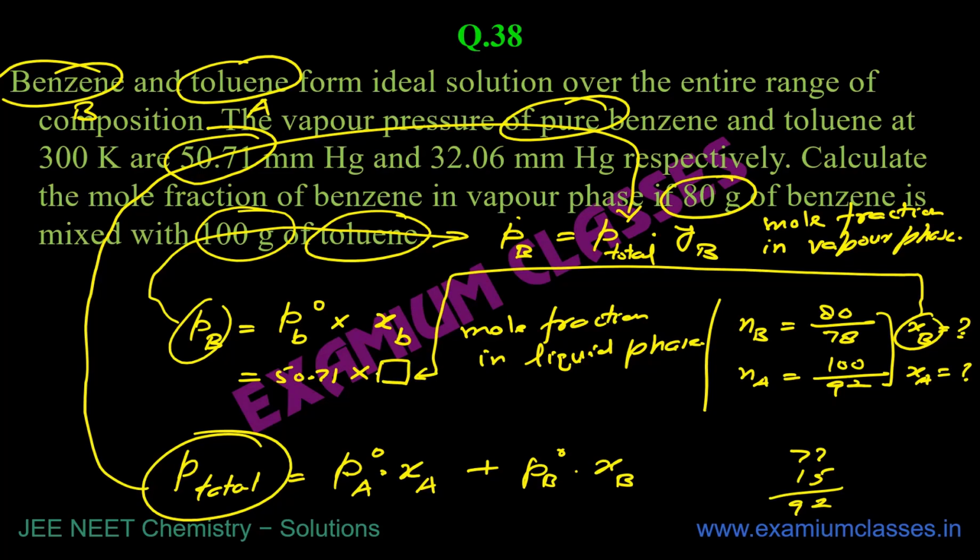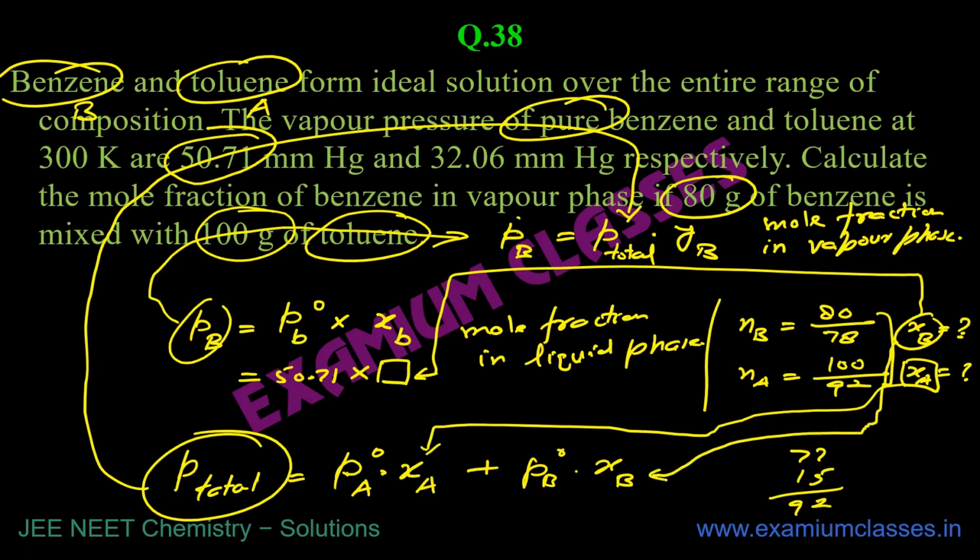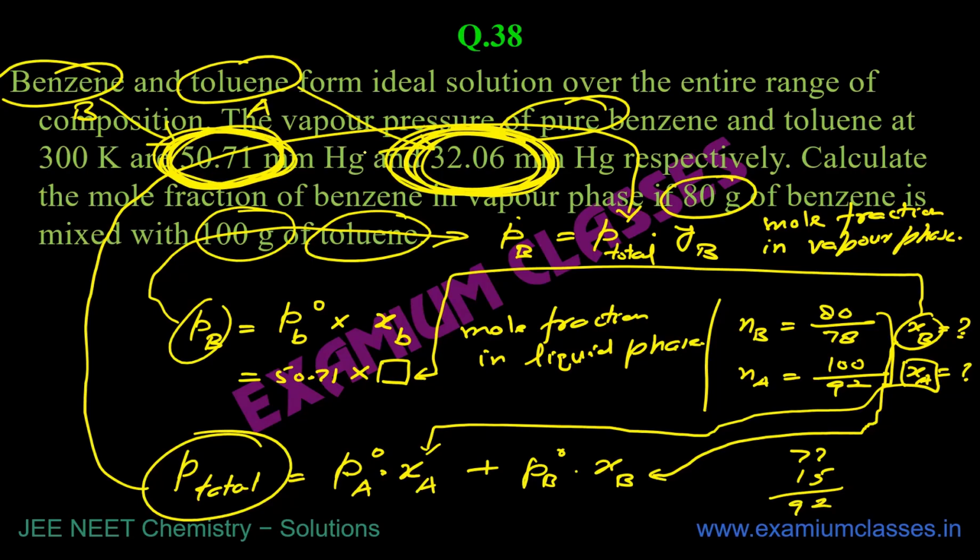I'm not solving everything. You have to do this in your exam. So make sure that you solve all these questions yourself. And then you will substitute the value of XA and this XB. PA naught, PB naught are given. This one is for toluene, and this one is for benzene respectively, because benzene is written first here. So this one is benzene, this one is toluene. So PA naught, PB naught given, P total you will get, PB you will get. Substitute these values here. Get the answer.